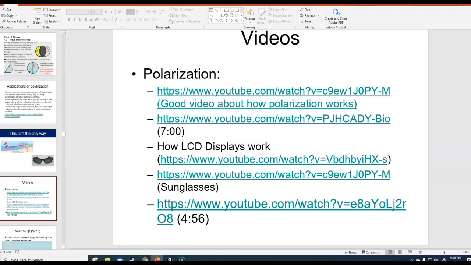This how LCD displays work is also a really interesting video. I would highly encourage you to watch that video, because I don't know if you're aware, but LCD screens like your computer monitor, your laptop monitor, some TVs are what's called LCDs, which is liquid crystal displays, and those work based off of the property of polarization that they talk about in that video. Okay, so a lot of applications of polarization.